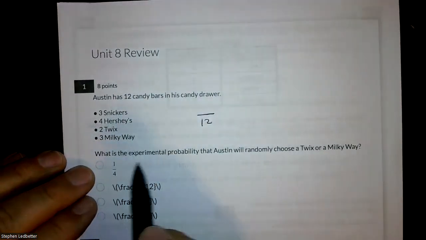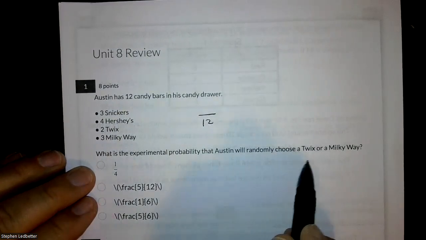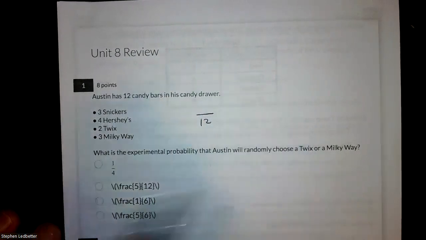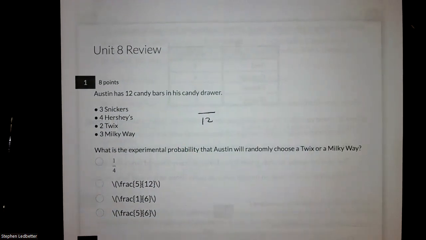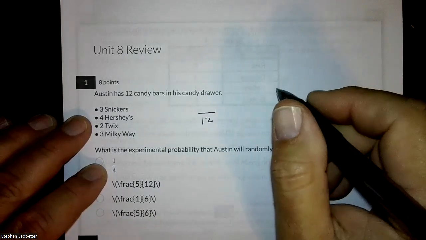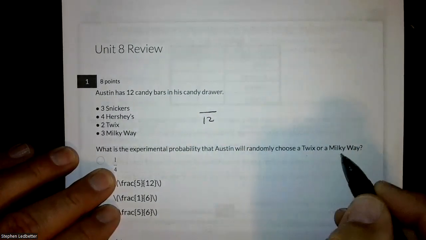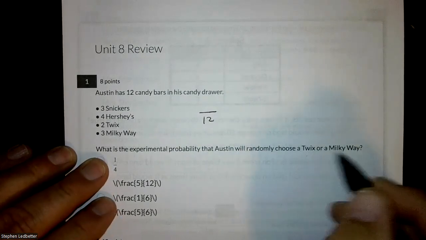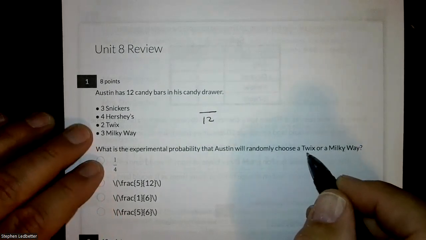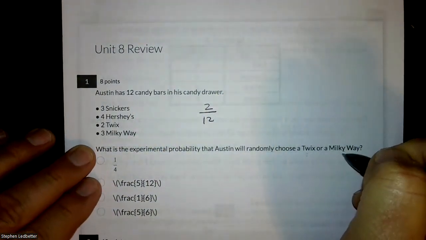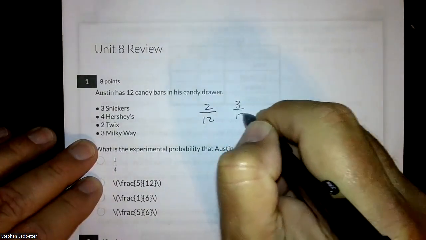All right, it says here, what is the experimental probability that Austin will randomly choose a Twix or a Milky Way? When we get to the word "or," this means something. It means you can get either a Twix or a Milky Way, either one. So we want to do the probability of them together. The probability of getting a Twix is 2 out of 12, and the probability of getting a Milky Way is 3 out of 12.